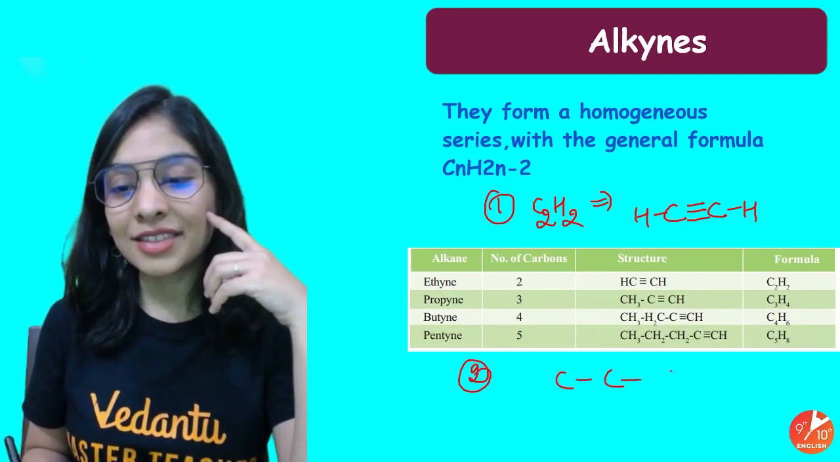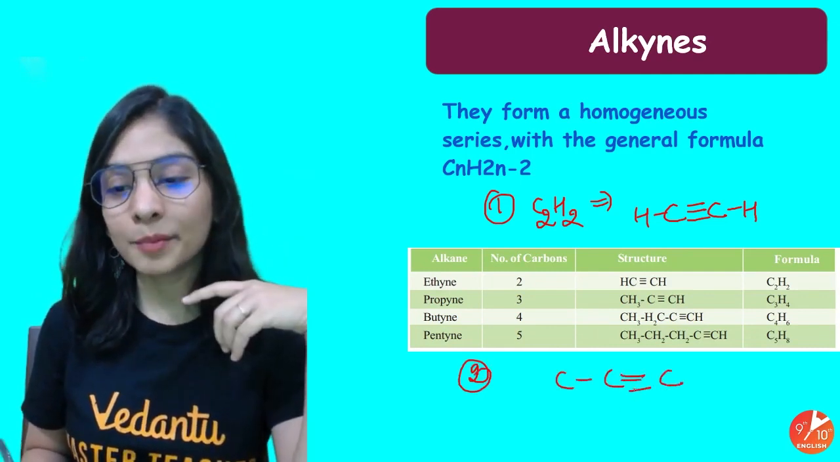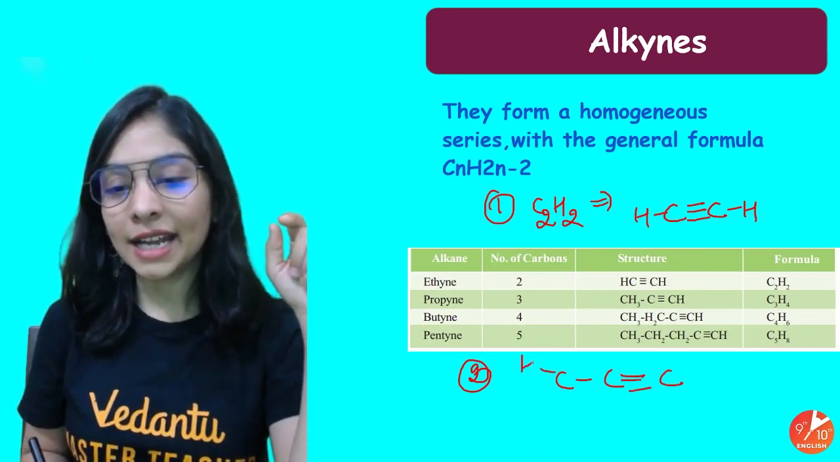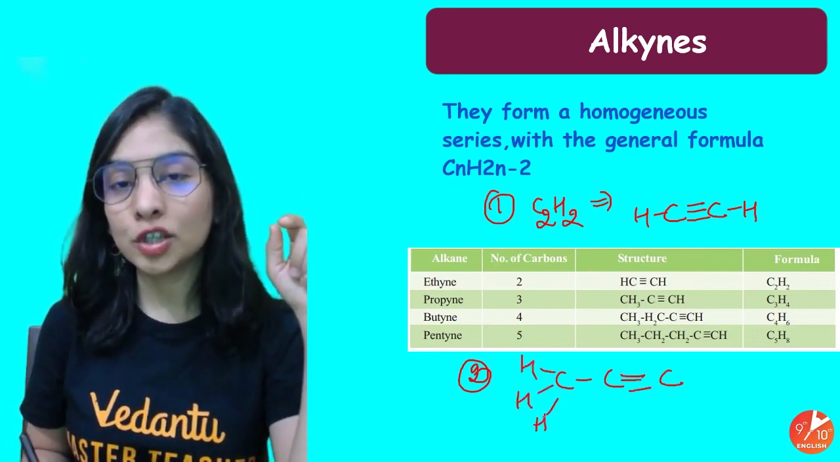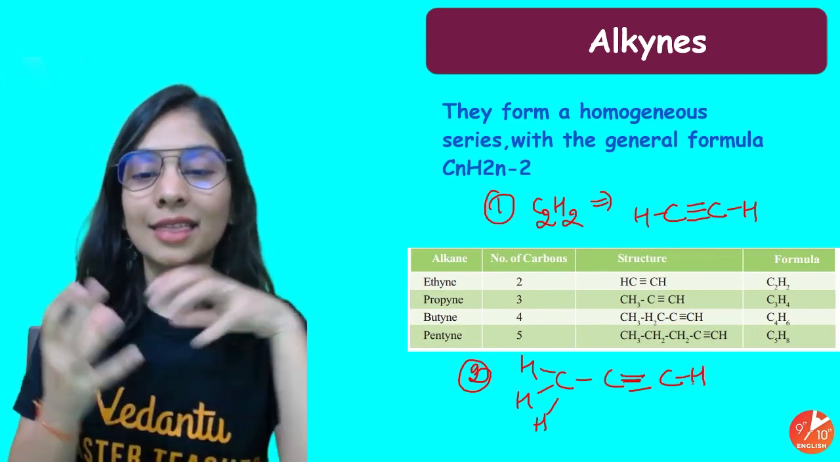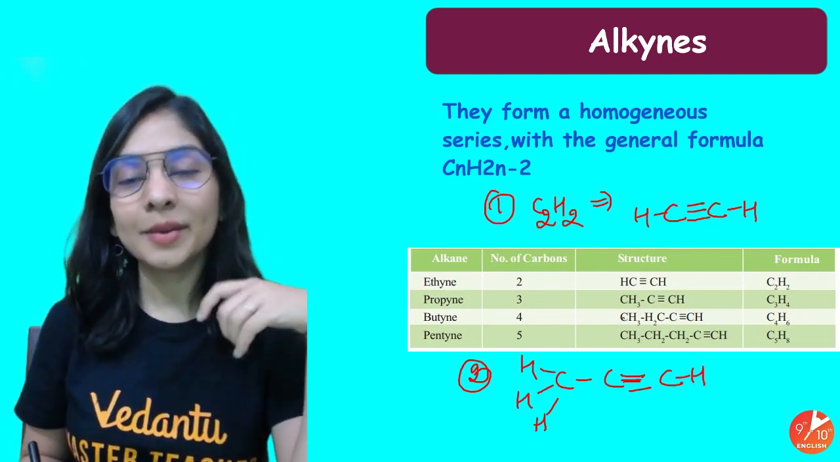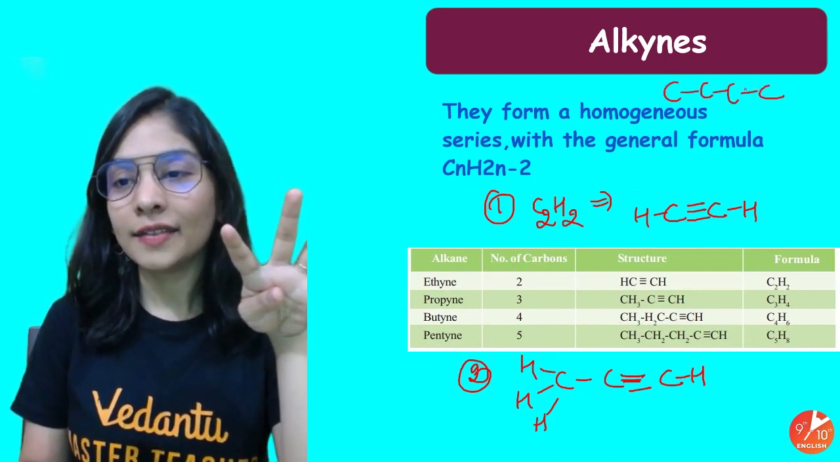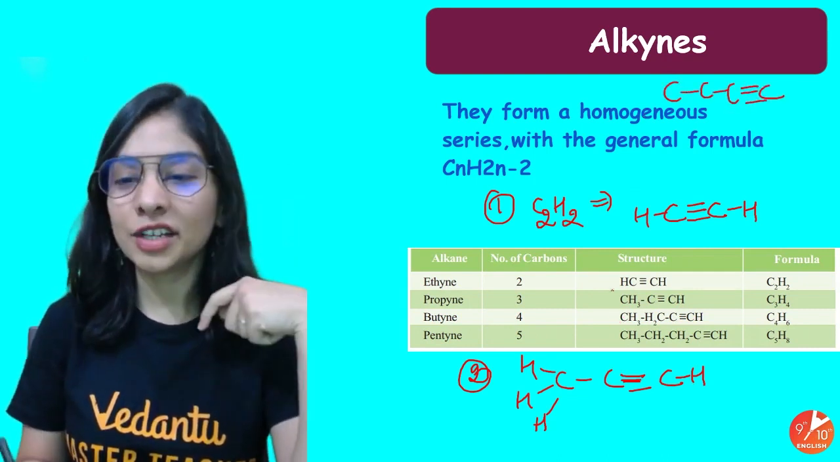If I go for the second member, that's propyne. I told you, 3 carbons making a triple bond, that's it. Yne means a triple bond. Then write hydrogens accordingly, so that every carbon makes 4 bonds. This is already making 4 bonds, and 1 hydrogen is needed. This is your propyne. Butyne will then again be 4 carbons in a chain, with a triple bond. Then write the hydrogens.